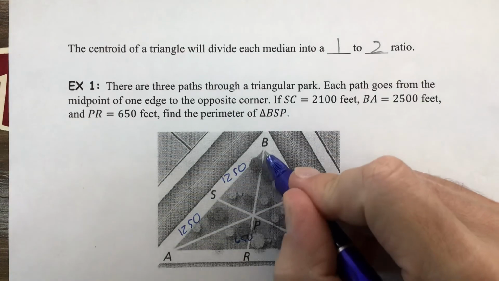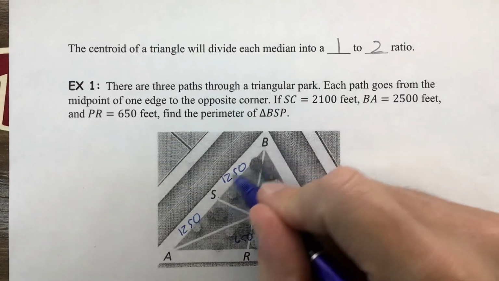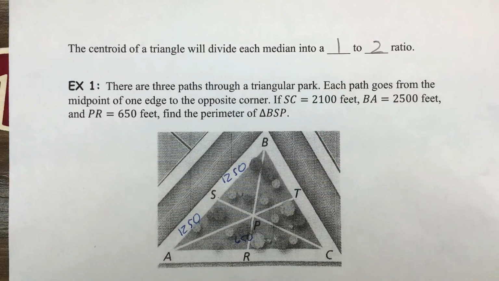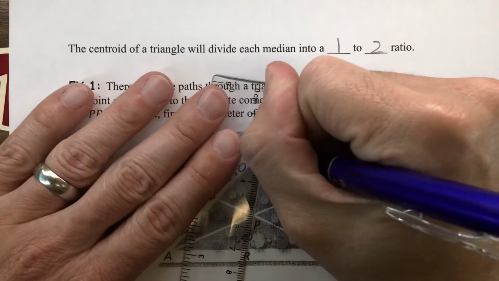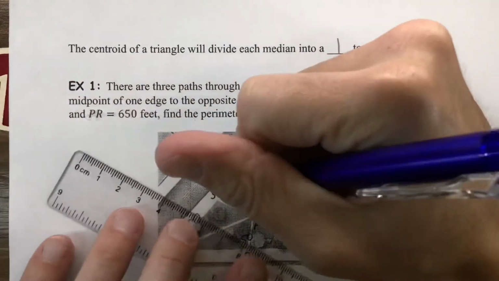So where is that at? Here's B, here's S, there's P. Oh, so it's just a little triangle that we have there. I'll go ahead and highlight it. All right, so in other words, we need to know all the segments.